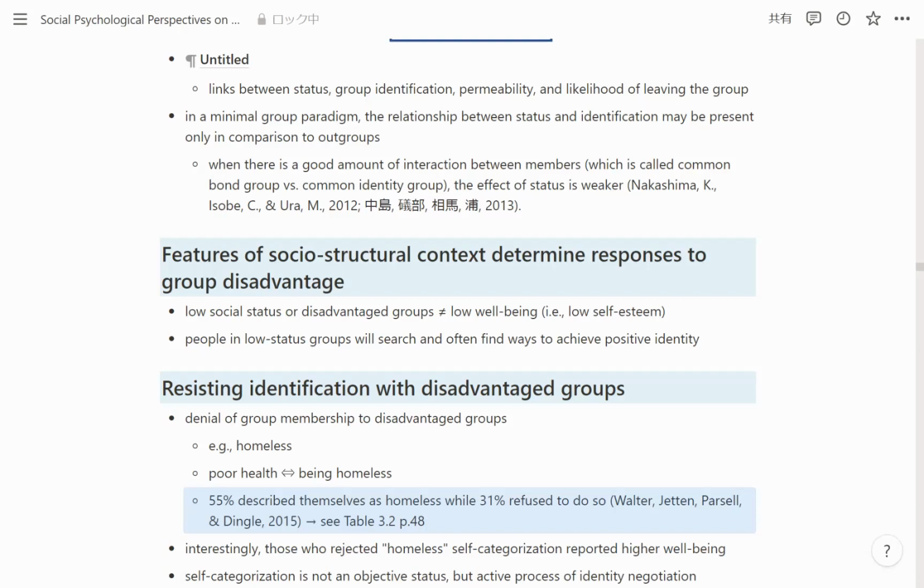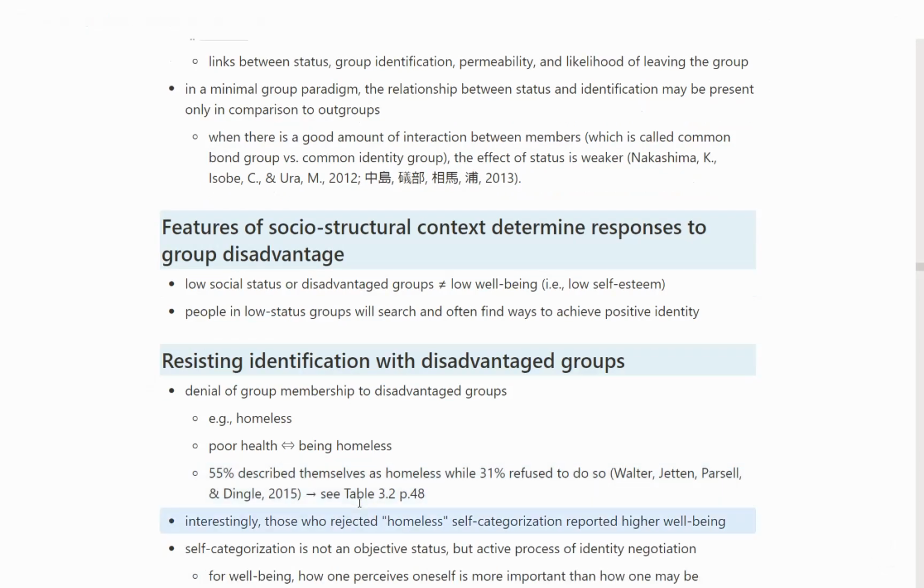And the reason that they are at the shelter, or the reason that they are interviewed, is that they are homeless. But they try to find ways to deny such categorization. And interestingly, those who rejected homeless self-categorization reported higher well-being. So throughout this course, we have said that belonging to groups is good for our well-being. But here, if people identify themselves as a member of the homeless, then they would experience lower well-being.